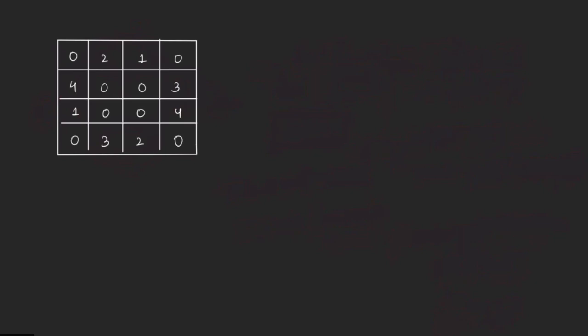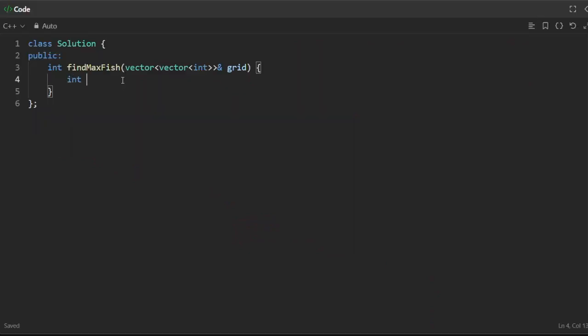So now let's look at the code. So here, first of all, let's take the size of the grid. So m will be grid dot size and n will be equal to grid of 0 dot size. And then we can create an answer which will be equal to 0 initially. And then for applying DFS, we need a visited Boolean 2D vector, right? So we will create a vector of vector bool, right?